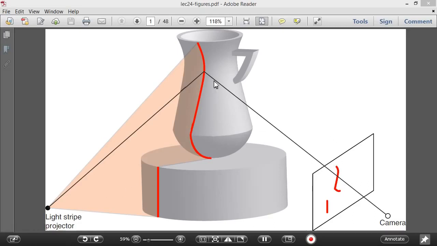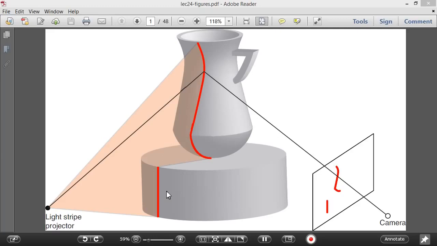So how does the deformation of the stripe give us some sense of what the 3D shape is? Well, when the stripe is falling on a surface that is smoothly varying, you get smooth deformations in the image of the stripe. When it goes across something where the surface normal changes, where the first derivative is not continuous, you get a kink in the stripe. And when the stripe falls on two physically different surfaces, you get a discontinuity in the stripe.